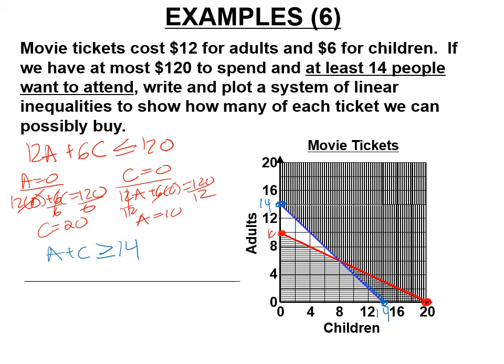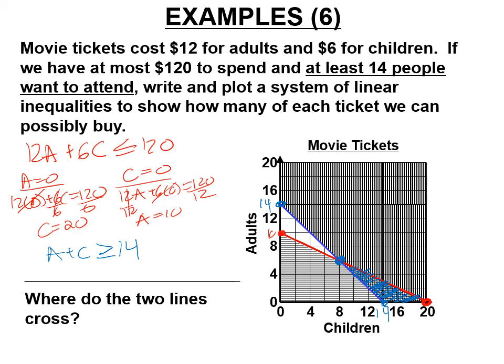And so the solution is this area right in here, right? We want at least 14 people to attend, and it seems like we can't have too many adults go or we'll spend too much money. Where do the two lines cross? That's always where we want it when we're doing a system of linear equations, right, the solution is where the two lines cross.